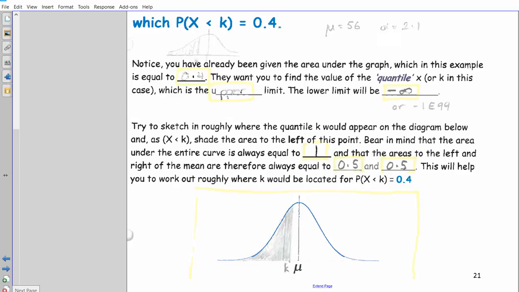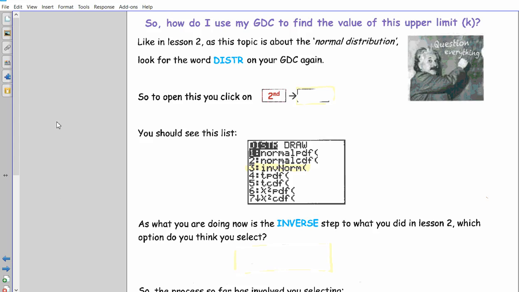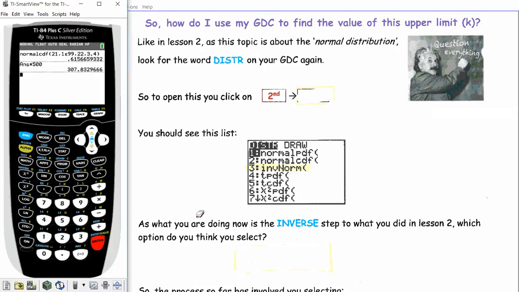Alright, so let's move on from there. How do I use my GDC to find the value of this upper limit k? Like in lesson 2, as this topic is the normal distribution, look for the word distribution on your GDC again. Let's clear that. So it's back here, it's still just a vase. That's why we always do second vase, because it opens up distribution. So second vase. Remember, we never ever use the first one, so ignore it.